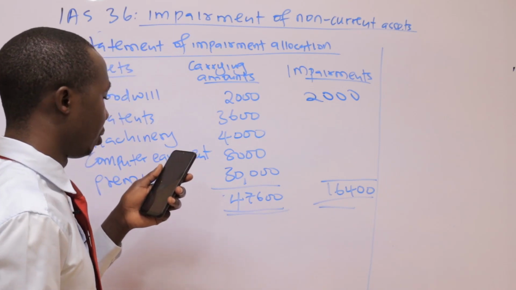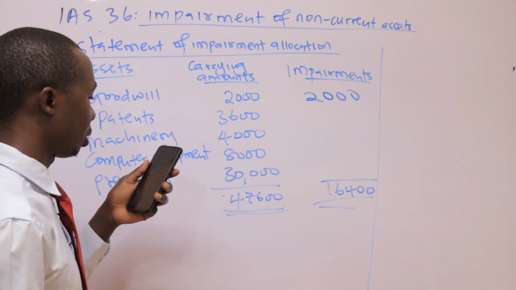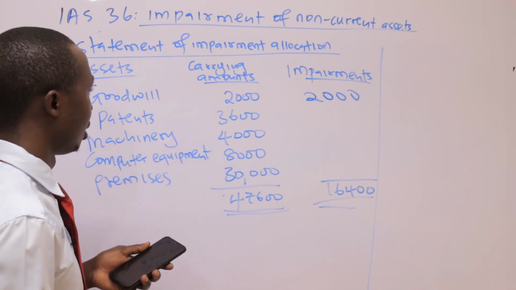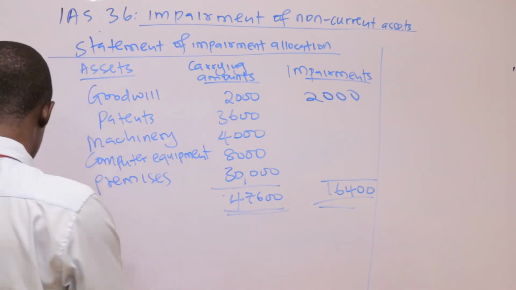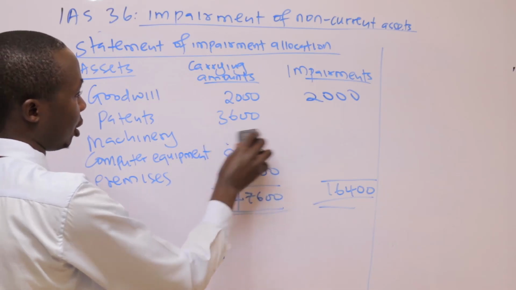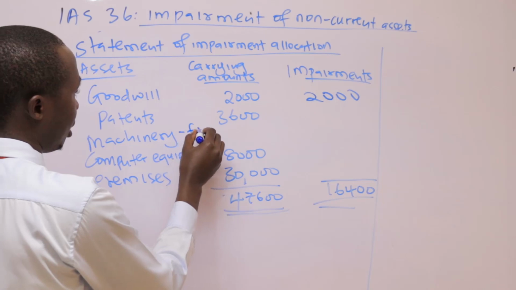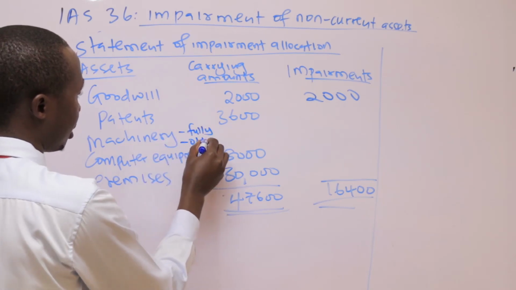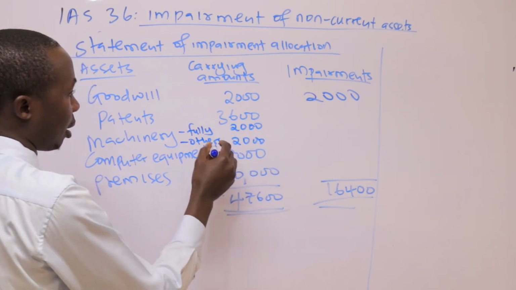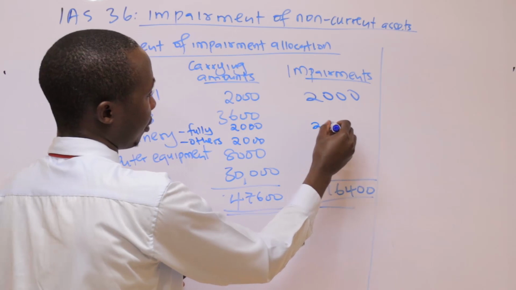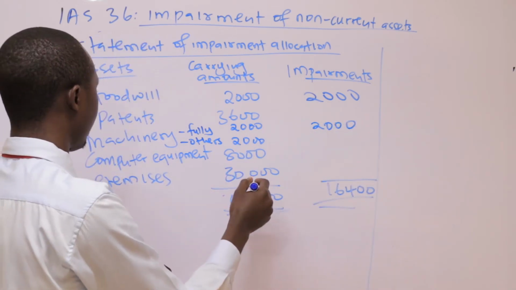Then checking in additional information number 2, they said that half of the machinery has been destroyed and has no resale value. So meaning that half of this machinery was fully impaired. So we have the 2,000 and we have the 2,000. Then the balance, I will use the pro rata basis.